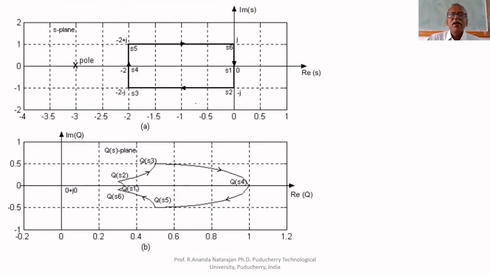Suppose I am having no poles inside. All poles are outside. I am selecting a contour. If you do the mapping, it will not encircle the origin. In the Q plane, if you see that, the mapping is outside.